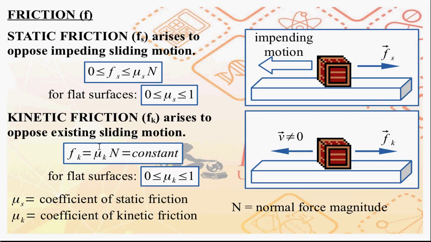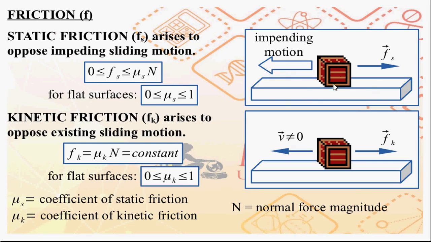Static friction arises to oppose impending motion. You have an object placed on a surface. If, say, you push this object to the left, the object is still at rest.